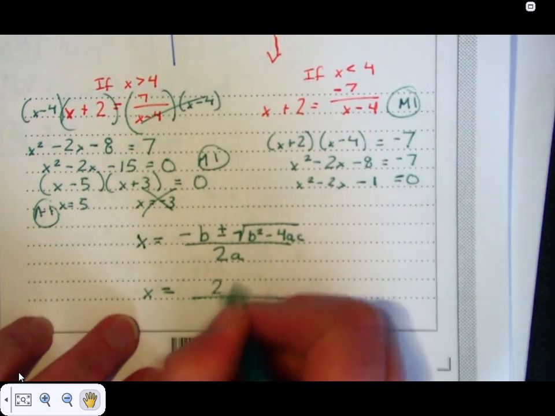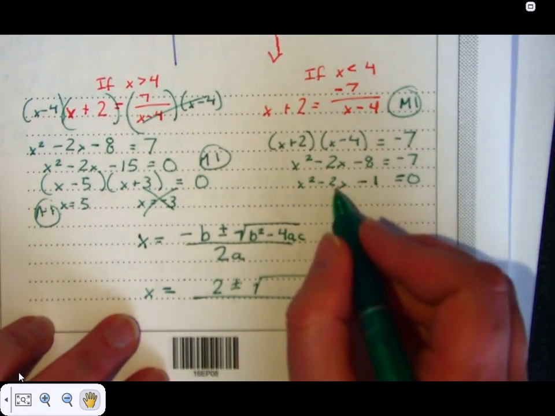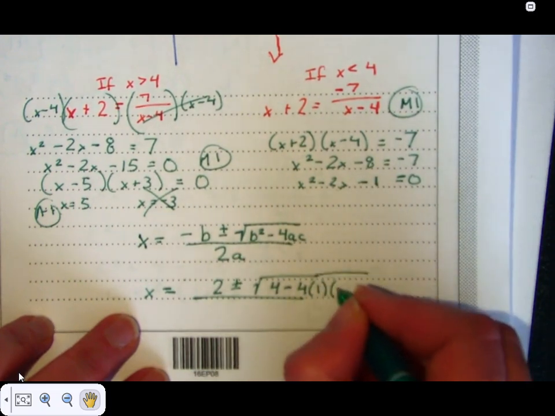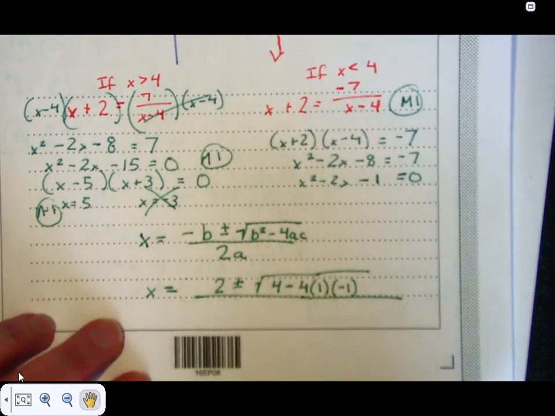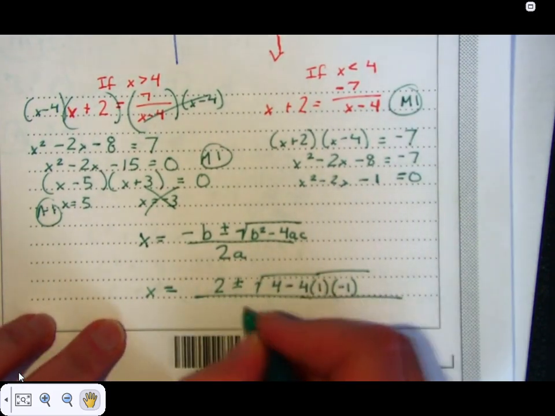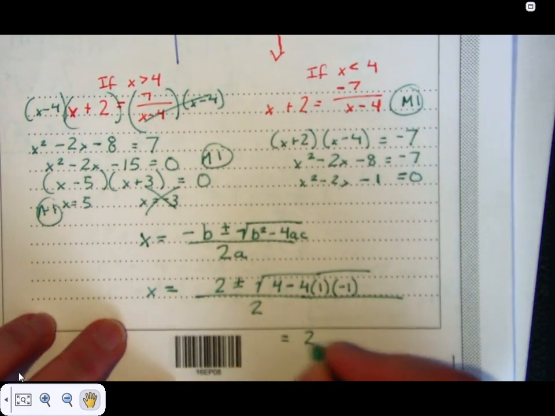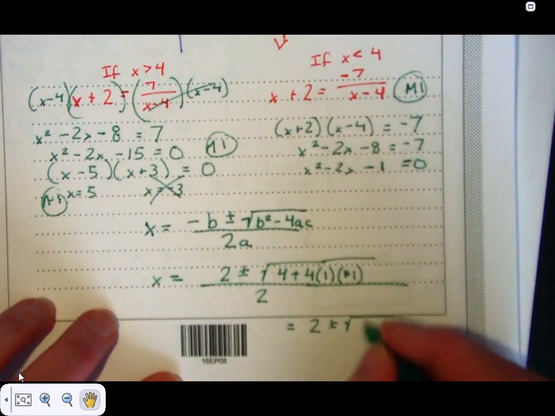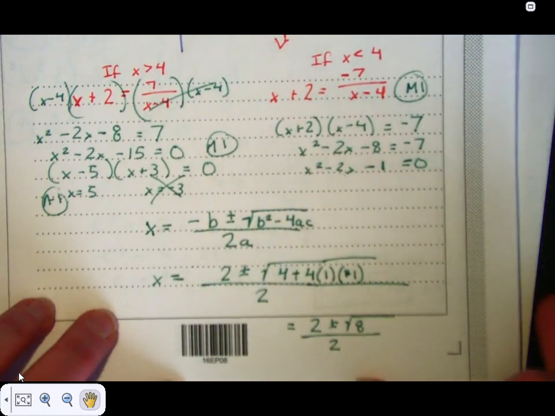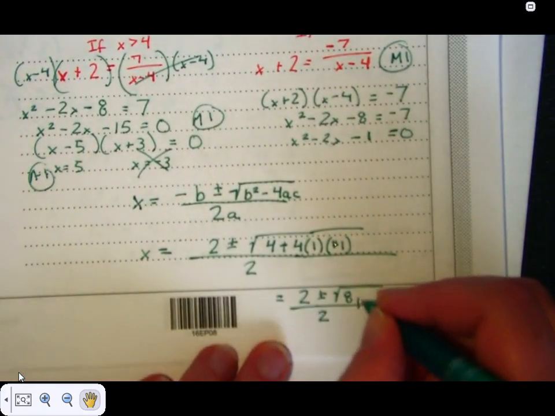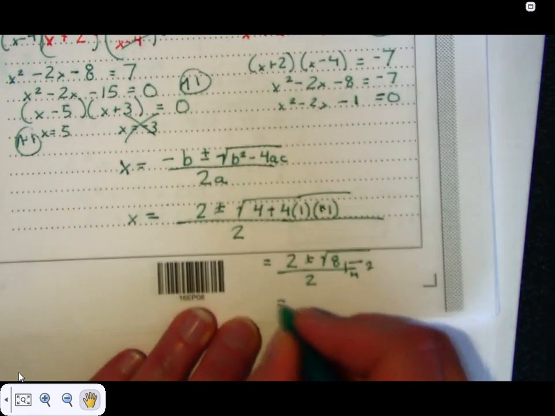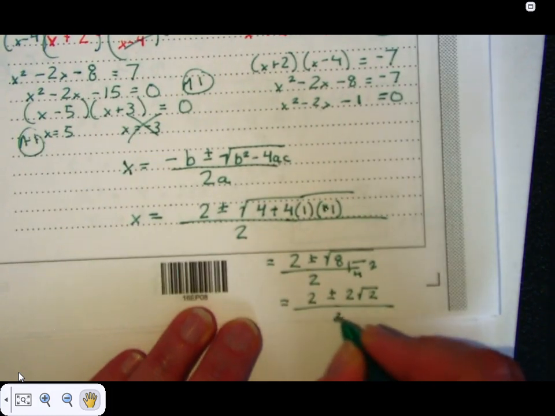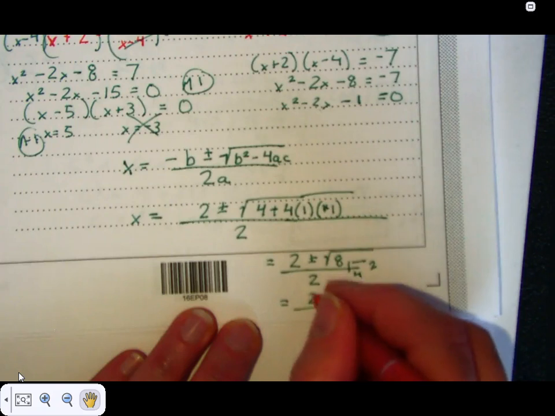So the opposite of b, so 2, plus or minus the square root of b squared, so that's 4, minus 4 times a times c. I always write that out because I'm afraid I'll get the wrong sign if I don't. Over 2. So you get 2 plus or minus the square root of, this turns into a positive 4, so 8. You can break down the 8 into 4 times 2, so you'd have 2 square roots of 2 over 2. And since 2 goes into all 3 terms, you can cancel.